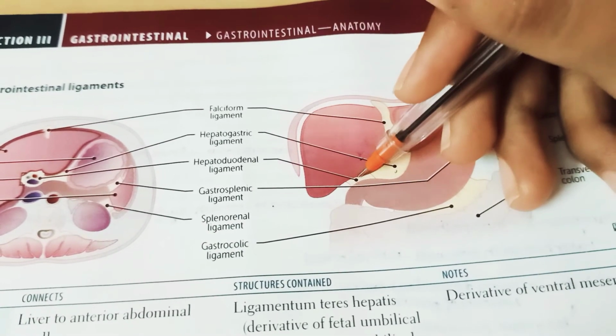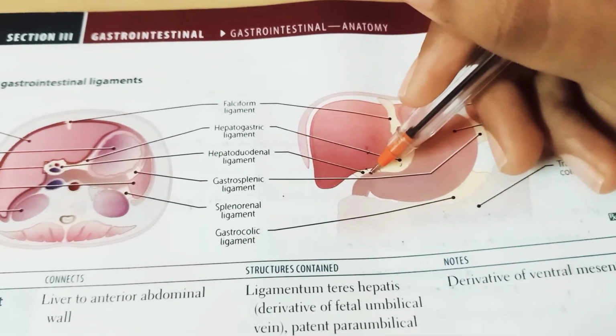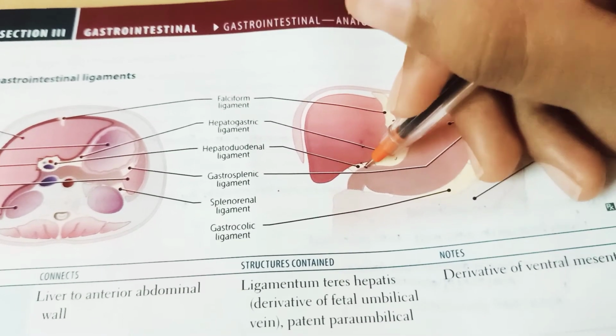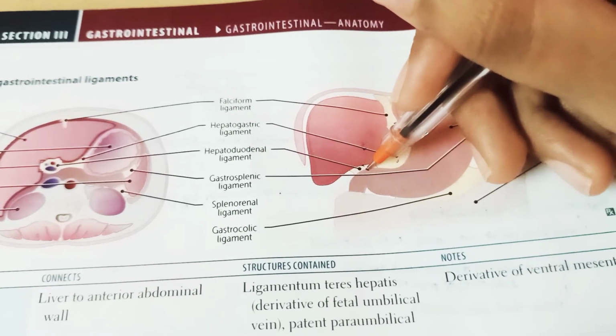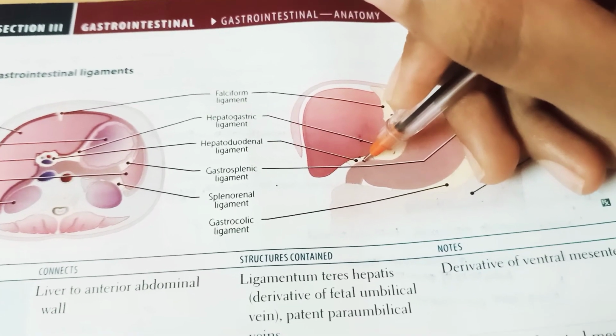Okay, this one, hepatoduodenal, between liver and duodenum. This is the hepatoduodenal ligament. It is attached to the free border of the lesser omentum, and it contains the portal triad. The portal triad contains the proper hepatic artery, portal vein, and common bile duct.